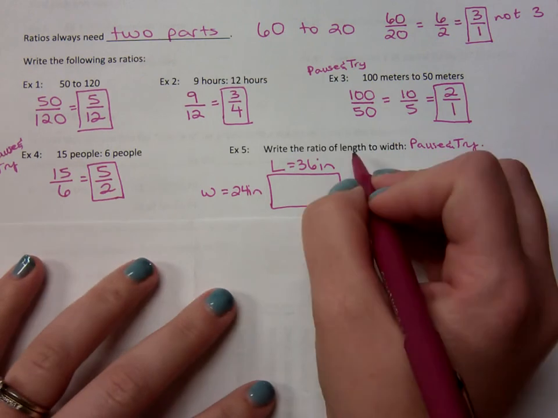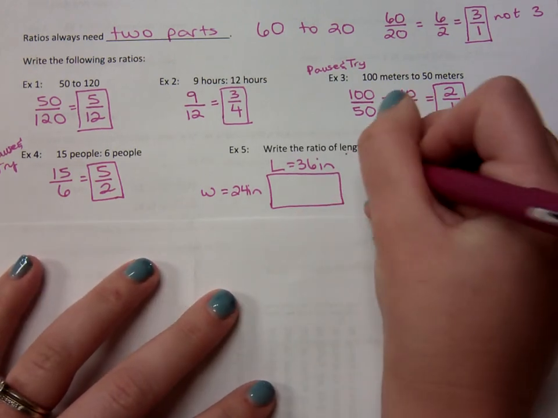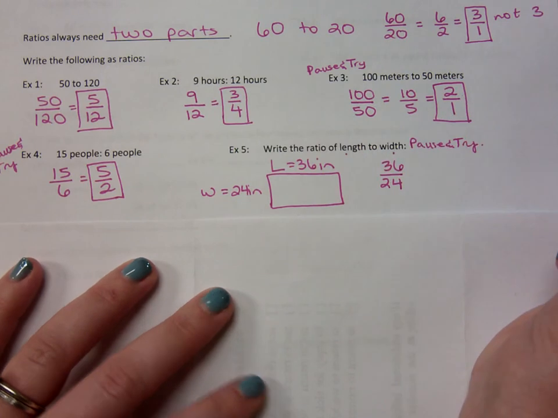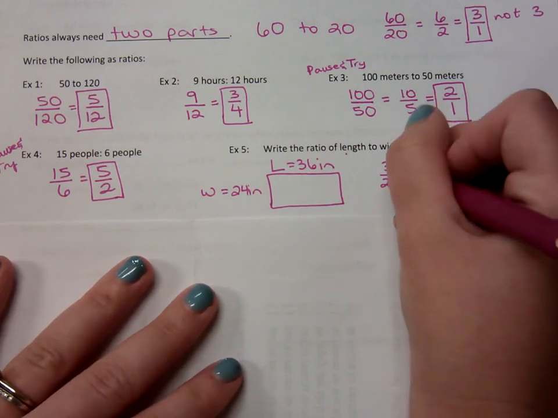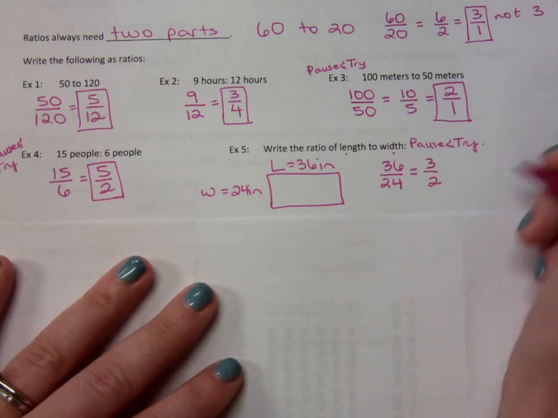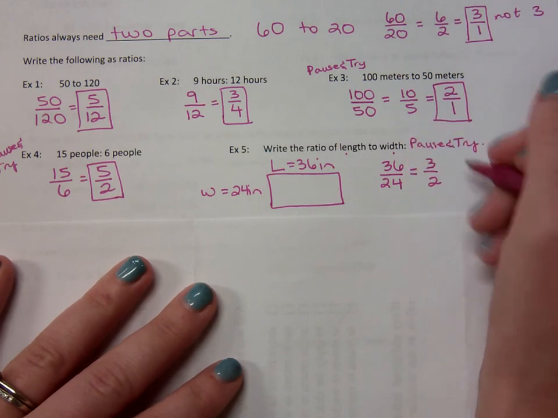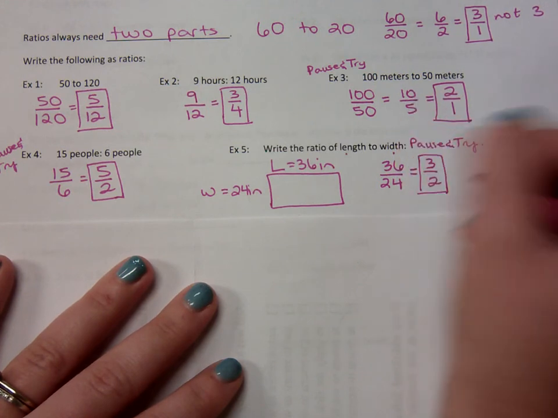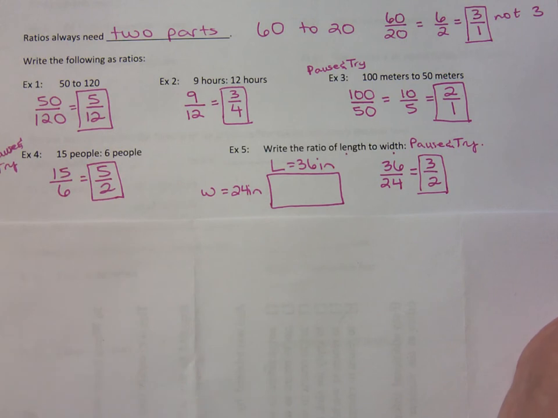Alright, so length to width. We want to put the length first and then the width. Be careful not to switch those. And then we can reduce from there. We should get 3 to 2. Again, don't change that to 1.5. Don't change that to a decimal. 3 to 2 is our ratio. All right.